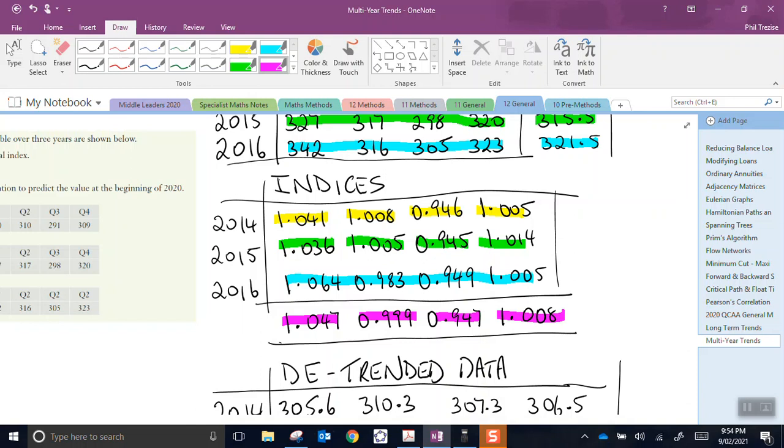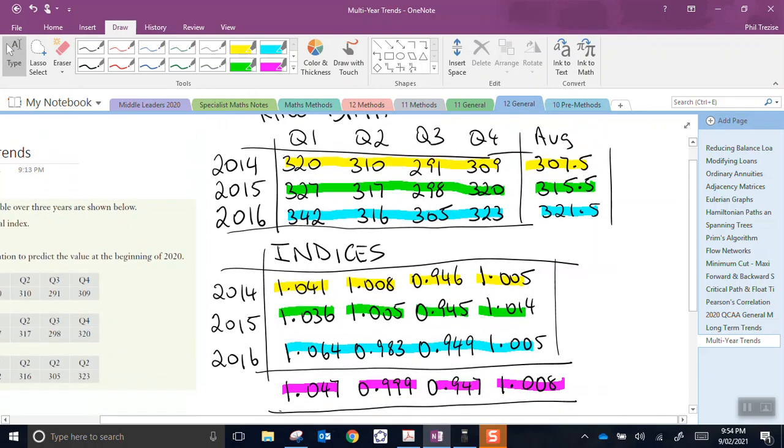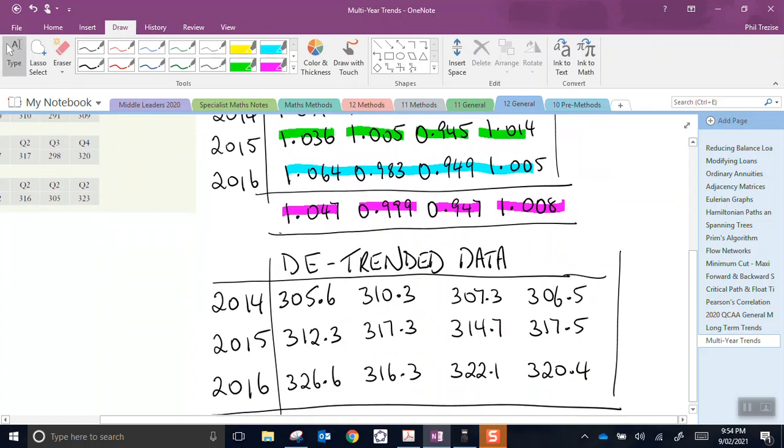Now, I know there are other ways that you can approximate multiple years worth of indices, but they don't give you the same answers exactly. They're approximate. I prefer this method. And for anything more than 3 years worth of data, I would most definitely be using a spreadsheet to automate the process. Now, I then detrended the data.